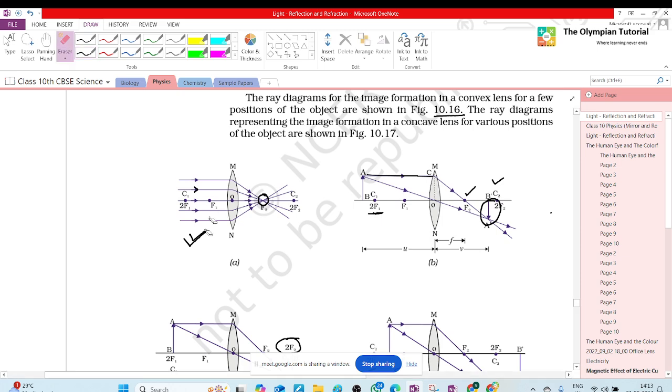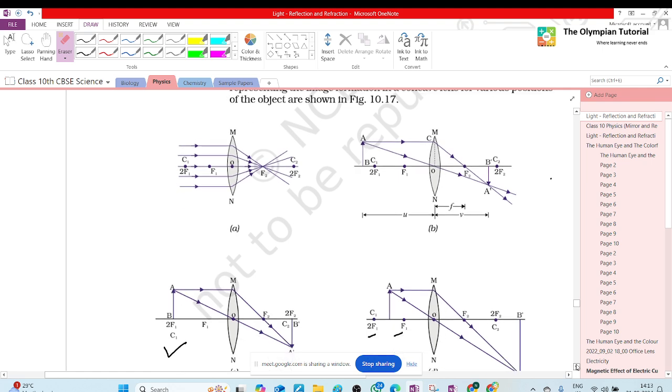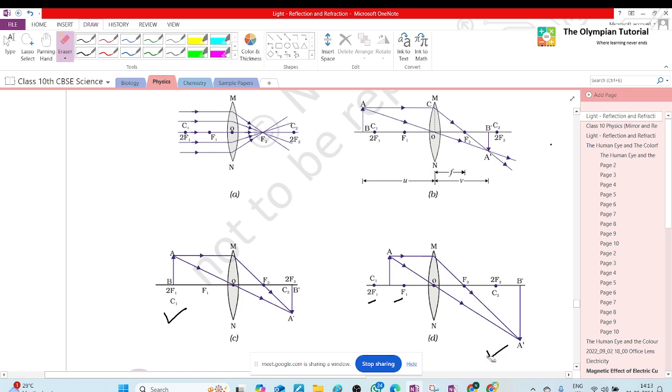Here some cases of image formation are given. Tanya, are you getting it? Here some cases are given. Like in the first one, rays are coming parallel, and a point image is formed at the focus. Here the object is between infinity and 2F1, or we can say beyond 2F1. Then the image will be formed between F2 and 2F2, and this image is inverted. If it is inverted, then will it be considered real or imaginary?